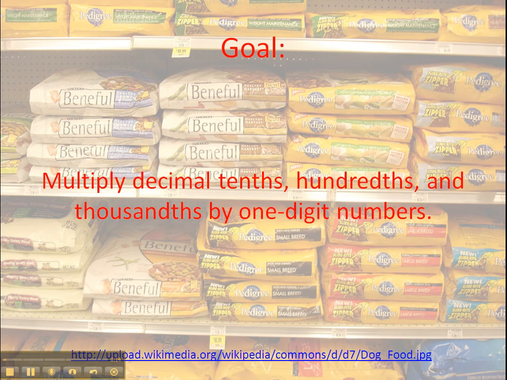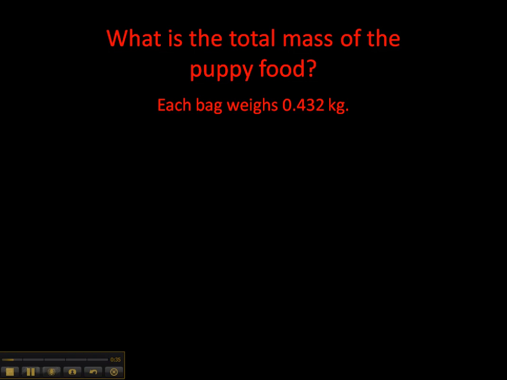We have a bunch of dog food in the back here because we have a character in the textbook who is going to buy 4 bags of puppy food. And we're going to learn how to multiply decimal tenths, hundredths, and thousandths by one-digit numbers. So this is a decimal number that has 3 digits in it by a one-digit number. What is the total mass of the puppy food if each bag weighs 432 thousandths of a kilogram, or 0.432?